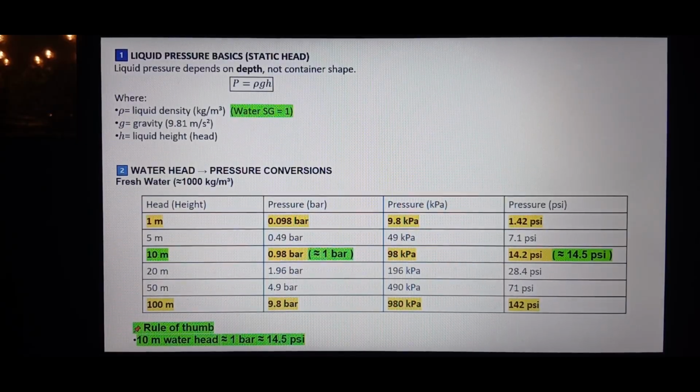The rule of thumb: 10 meters of water head equals 1 bar, which equals 14.5 psi. As you can see, the rule-of-thumb values in the chart are written in green at the bottom.